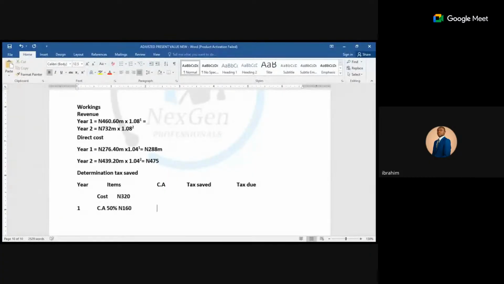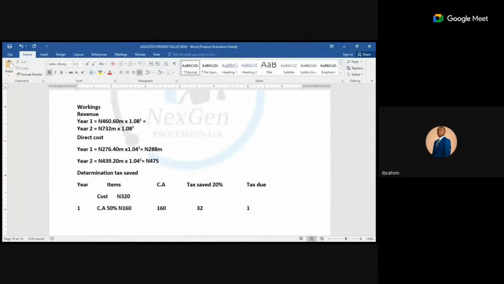Right. So we can have 160. And the tax is 20%. So what is the 20% of 160? 32. We have 32. Tax is being paid in the year at which the profit is being made. So this will be paid in the same year.